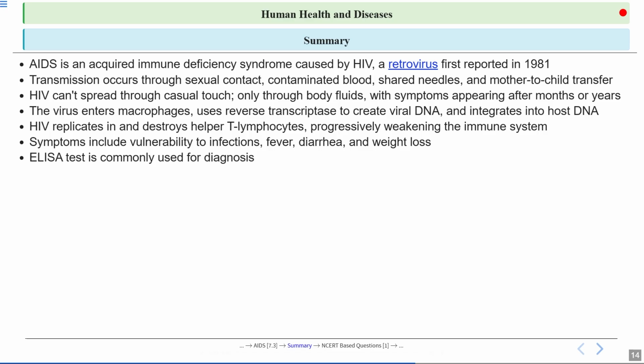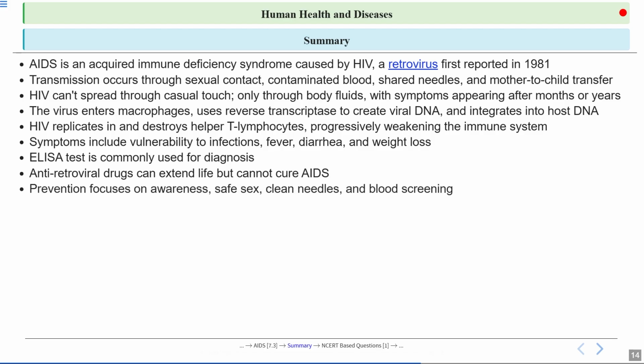Now, ELISA is commonly used for the diagnosis of AIDS. So this test checks for antibodies against HIV in the blood. It's a simple laboratory technique that helps identify if someone has been exposed to the virus. Now, antiretroviral drugs can extend life but cannot cure AIDS. So there is no cure for AIDS. AIDS can only be managed through antiretroviral drugs. Clear?